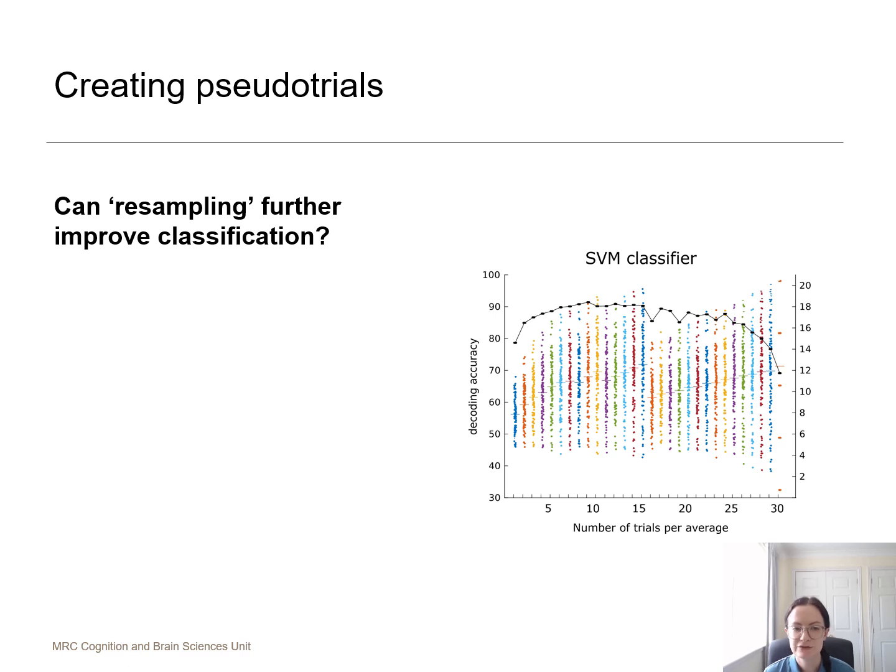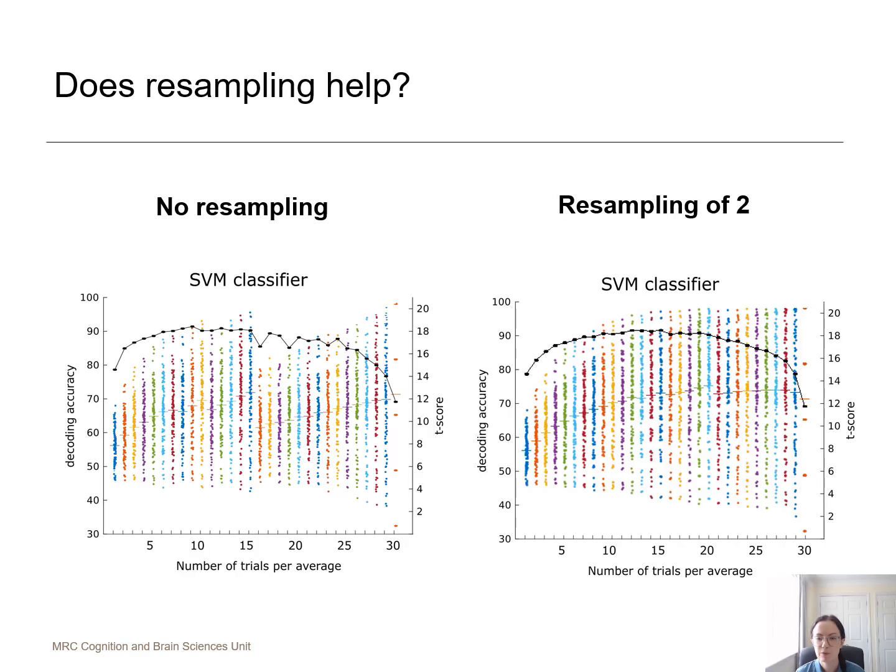The other thing that we can do is something called resampling, which, as you would imagine, just means using each trial more than once in your pseudotrials procedure. So what we wanted to see is if this would further help our classification. On the left, you have the example I already showed you with no resampling, and on the right, a resampling of 2. So each trial can be used twice in 2 different pseudotrials.